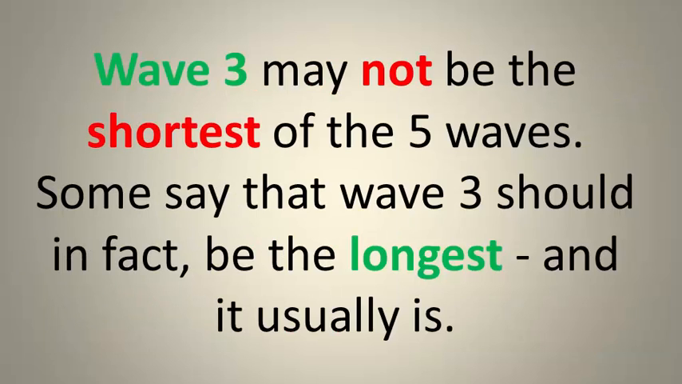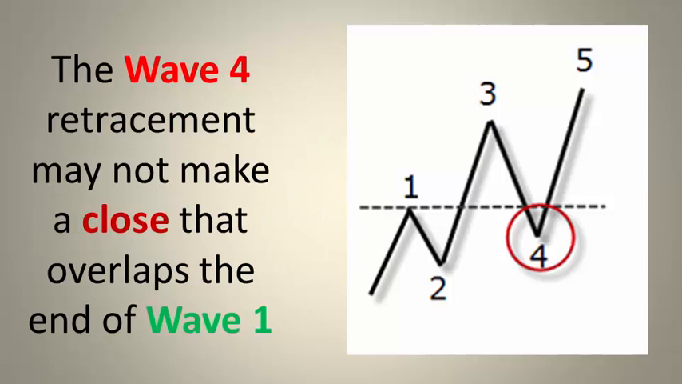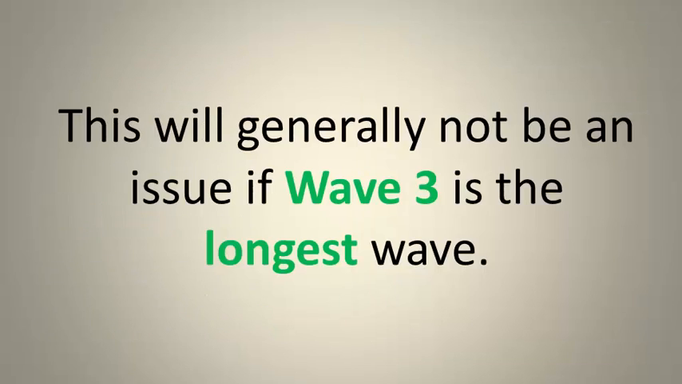Wave 3 may not be the shortest of the 5 waves. Some say that wave 3 should in fact be the longest, and it usually is. The wave 4 retracement may not make a close that overlaps the end of wave 1, as you can see with the circled number 4 to the right. This will generally not be an issue if wave 3 is the longest wave.